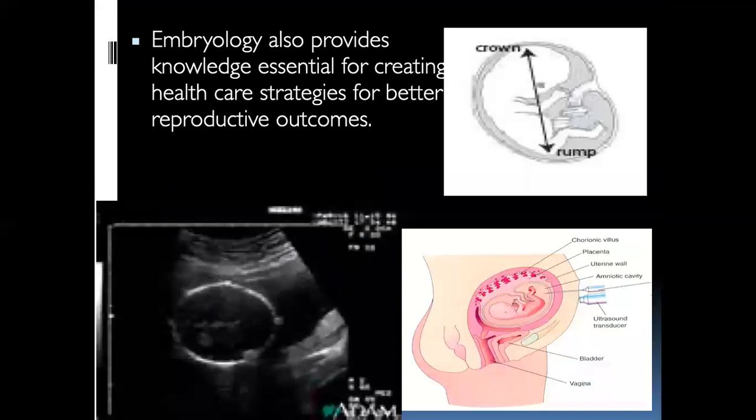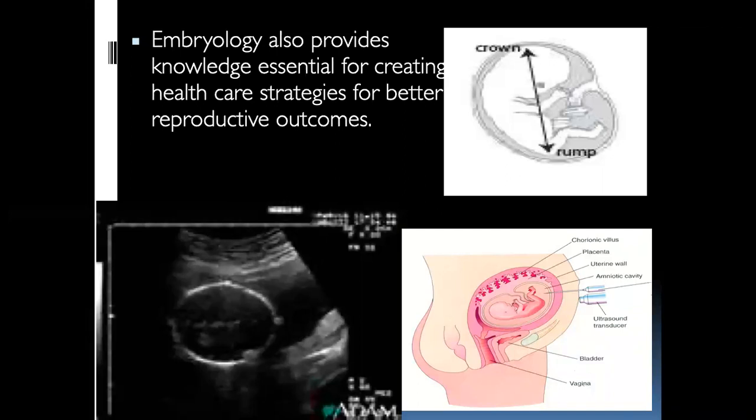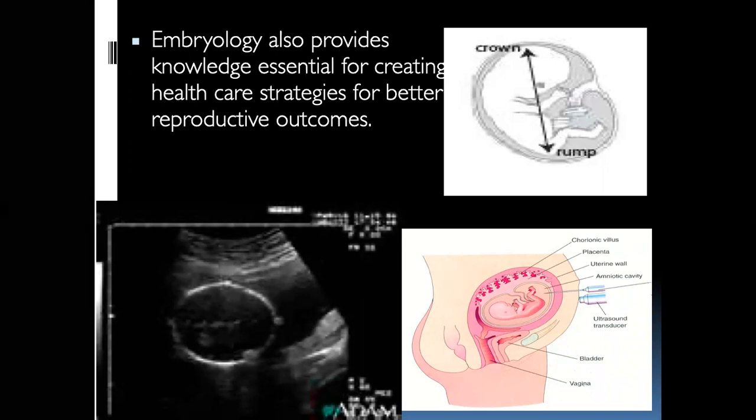Also, embryology will provide essential knowledge for creating healthcare strategies. Healthcare strategies means we need to understand what happened. We need to find out whether the baby which is growing inside is normal or not. Because if it is not normal, we can take certain precautions before birth itself. If it is normal, then no problem.